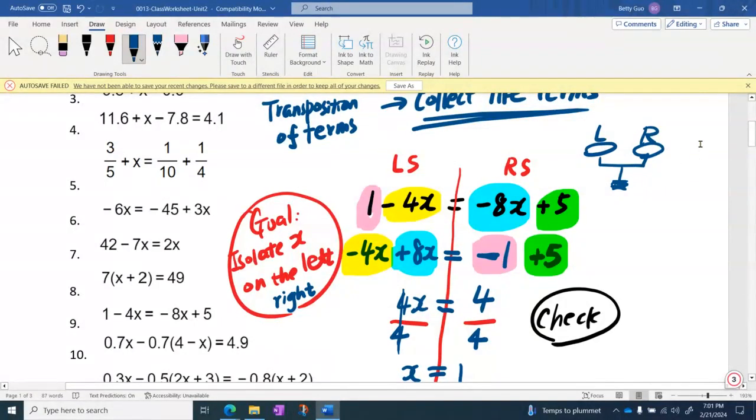Or you can see the equation as a seesaw, right? How do you play? You want to treat each side the same. I don't like the seesaw analogy. I would use the scale.